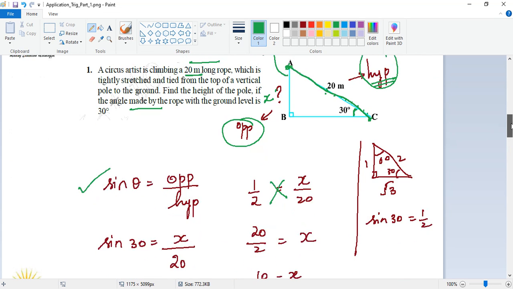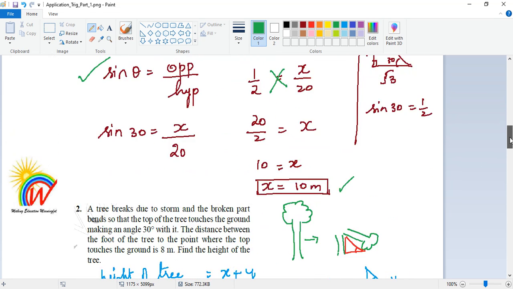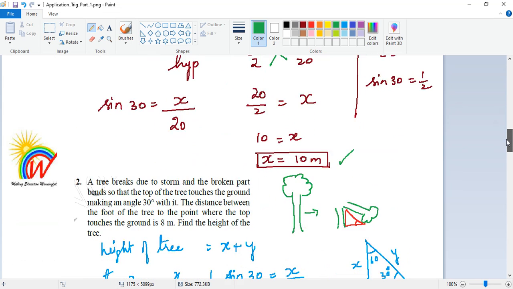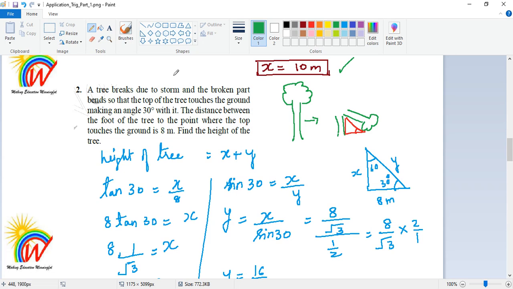That's it. It's very simple. If you remember all the trigonometric ratios, it's going to be really simple. You don't have to worry about the word problems at all. Just read the problems carefully, understand them, and then apply the trigonometric ratio suitable to that question. That's it. Now come to the next question.